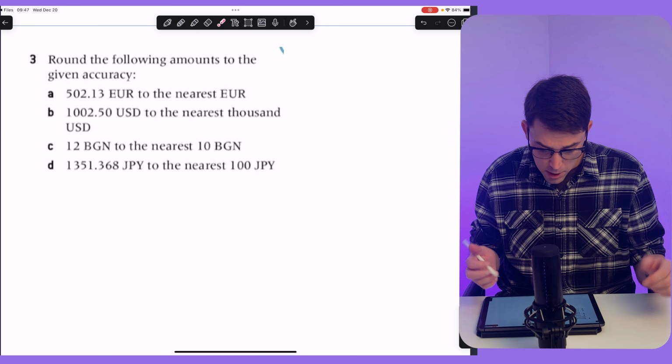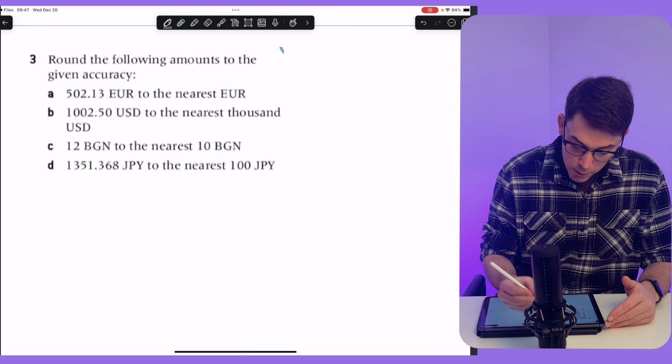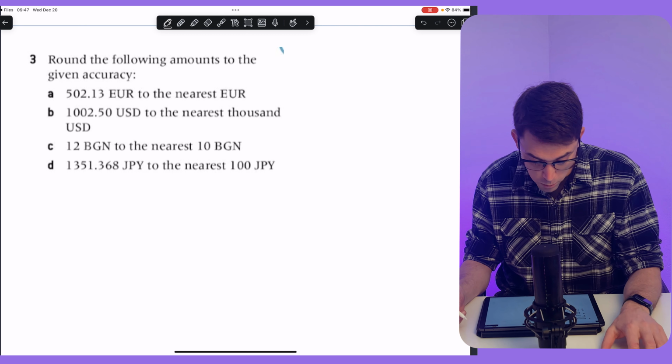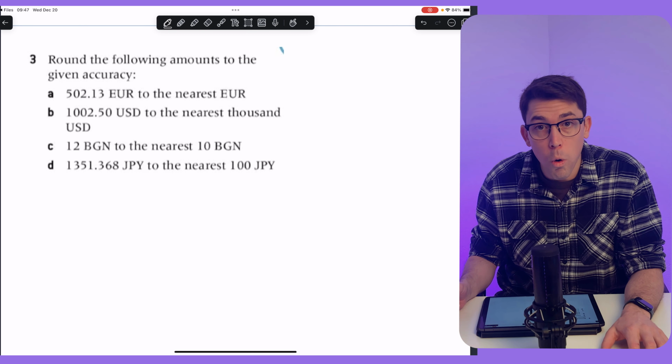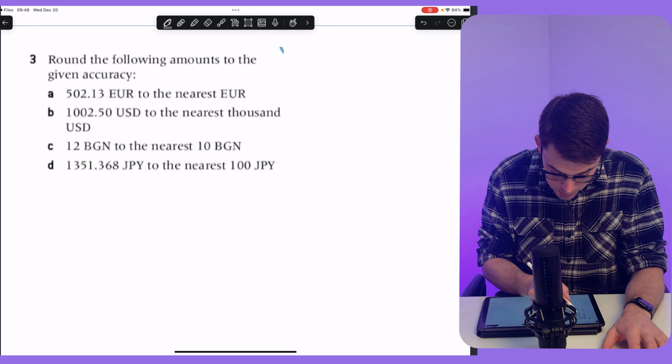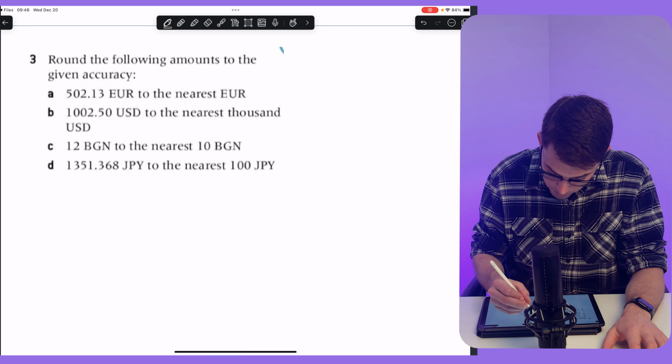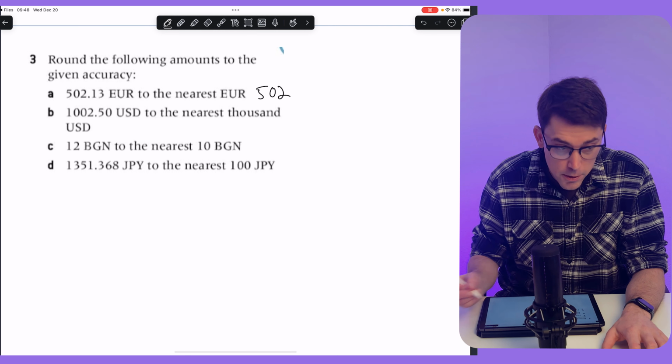Let's take a look at this. So round the following amounts to the given accuracy. We want to make sure that we understand what is being asked here. So we have 502.13 euros rounded to the nearest whole euro. So when I look at the 2, I look to the right, I see that 1, and that is going to round down. So my nearest euro would be 502.